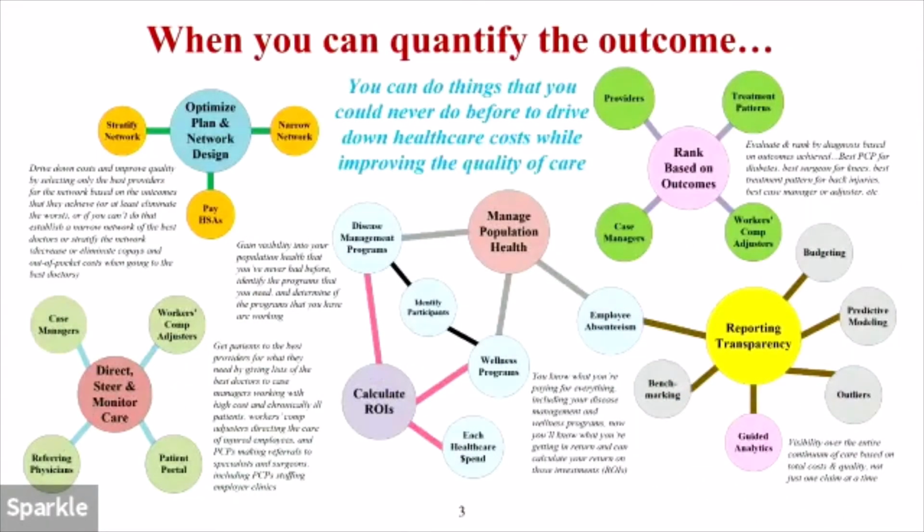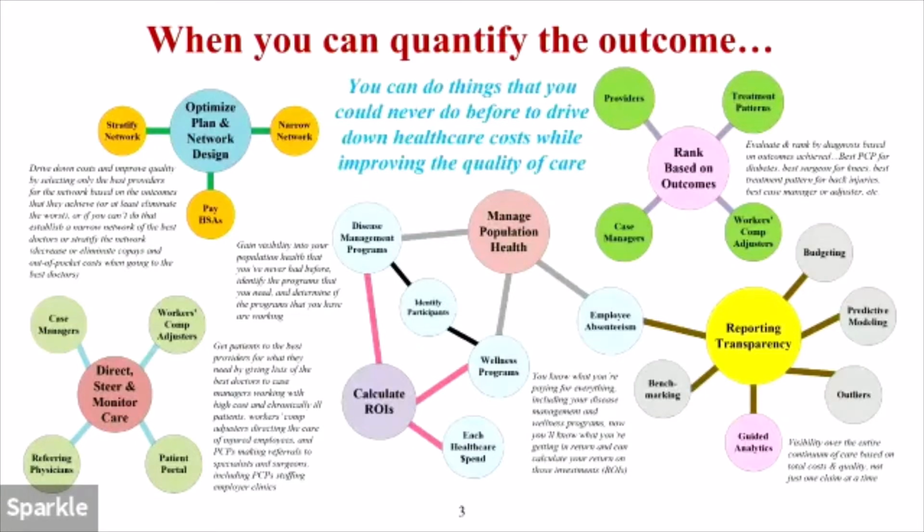Now, once you can quantify a healthcare outcome, you can put a dollar and cent value on it. You can do all kinds of things you couldn't do before to drive down your costs while improving the care. This slide here just shows some of them. Beginning in the upper left corner, now you can rank things based upon the outcomes that they achieve. Who's the best primary care doctor or PCP in your network for treating diabetes? Who's the best surgeon for knees? Are you getting better patient outcomes by sending your back patients to chiropractors or physical therapists?